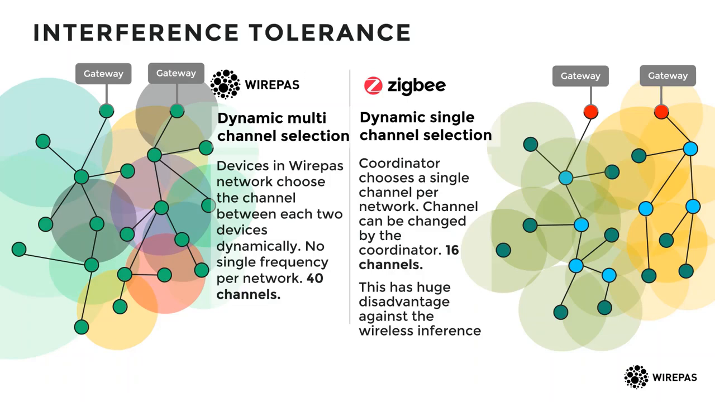Again, with Wirepas, the network is self-choosing individual channels and dynamically routing between what we call clusters to pass those messages between routers, even if they are talking to their nodes on different channels. So this gives you a lot more capability and a lot more resistance, and effectively means that you can avoid all of these Wi-Fi signals out in your networks.